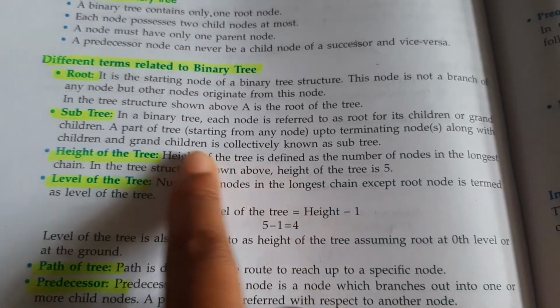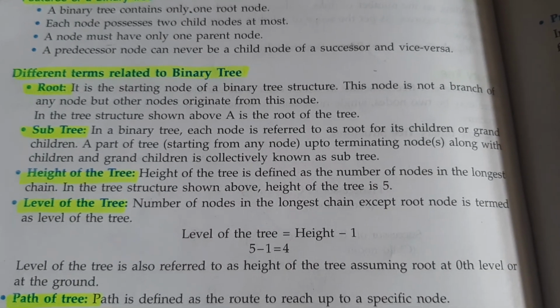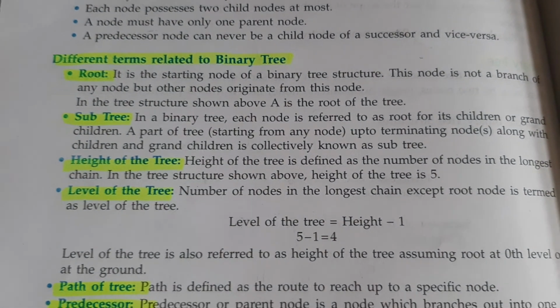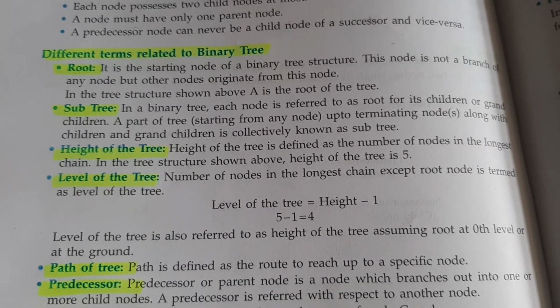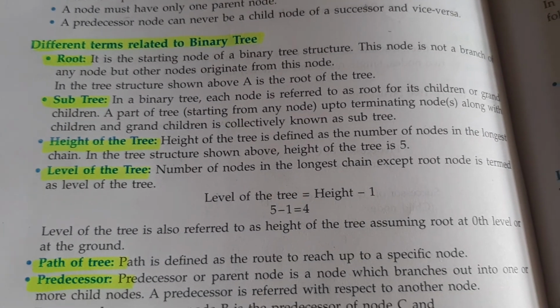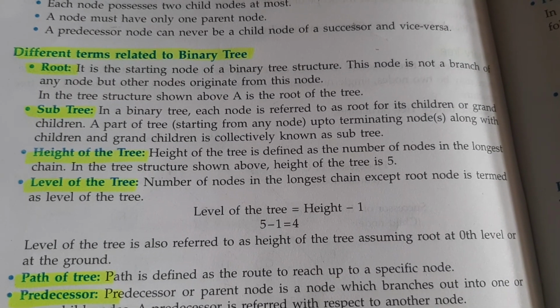Another thing is the root. How do you define a root? A root is the starting node of a binary tree. As we said, A is the starting node, so that is called the root. The subtrees below that, whatever children we get, are called subtrees.